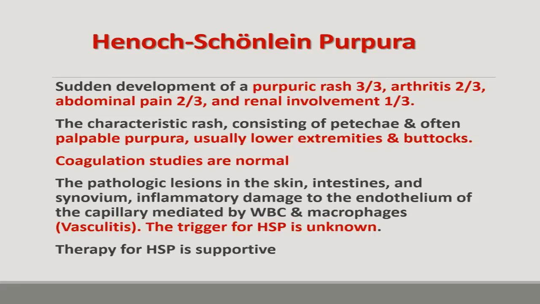The coagulation studies are usually normal in this disease, and the pathologic lesions are present in the skin, causing development of this palpable purpura; in the intestine, causing infarction of the bowel with melena; and also in the synovium, leading to inflammatory damage of endothelia, causing arthritis or arthralgia. This inflammatory damage of capillaries is mediated by both white blood cells and macrophages, causing vasculitis. The trigger for Henoch-Schönlein purpura is unknown but may be related to viral infection.